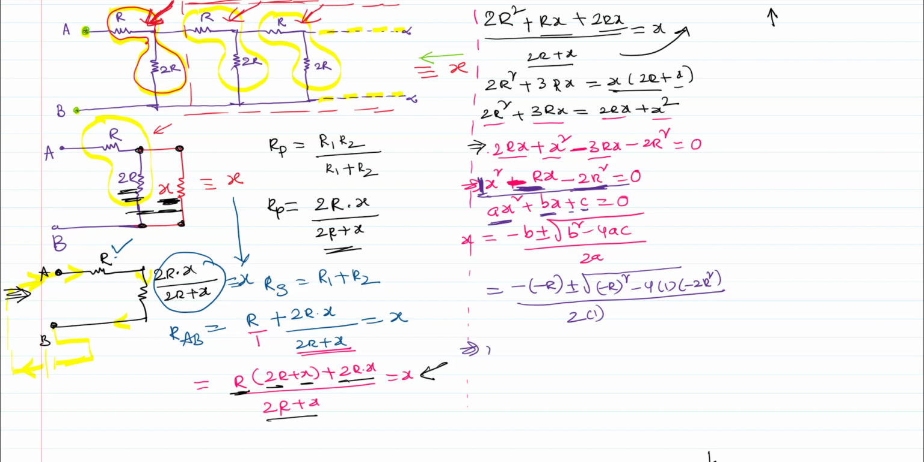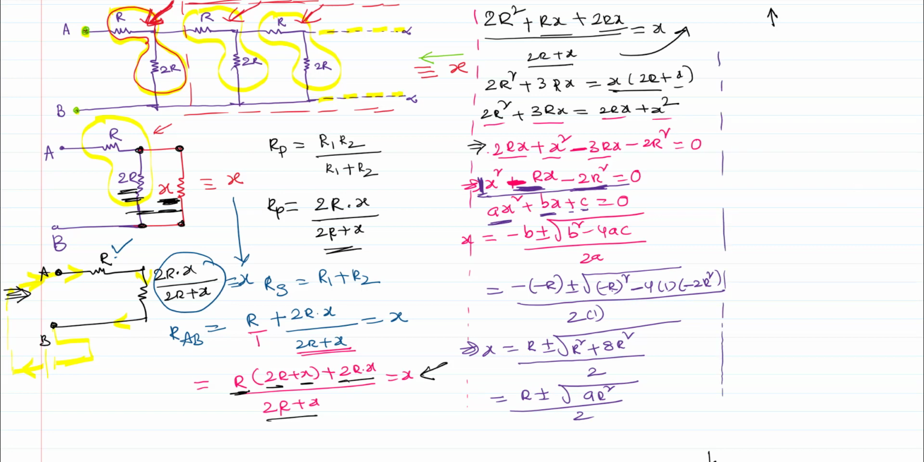So that implies the value of x is equal to minus of minus r is r, plus or minus the square root of minus r whole square, which is r square. Minus into minus is plus, that is 8r square, by 2. That implies r plus or minus square root of r square plus 8r square, 9r square, by 2. So the value of x, that's the resistance between the points A and B, is r plus or minus root of 9r square.